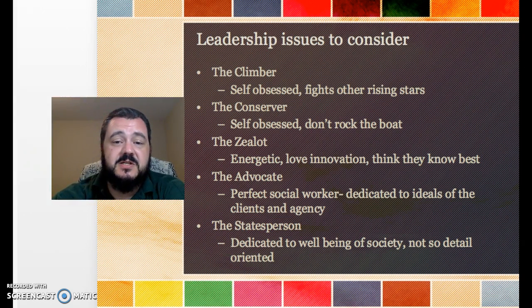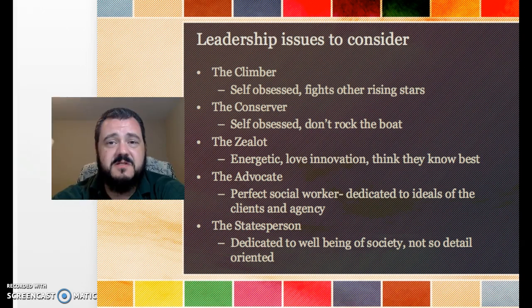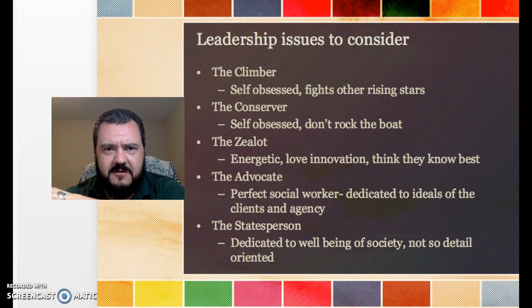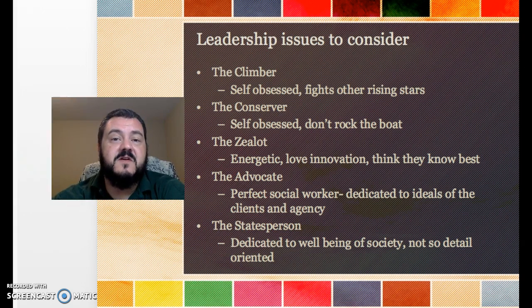Okay, the next is the conserver. This is another person who's a little bit self-obsessed, but they don't like rocking the boat. It's very easy to take on this kind of leadership style. It's the kind of person that gets in charge of a system and then tries to make it as manageable as possible, and they're afraid of change because those changes make their lives more difficult. They don't want to rock the boat because the boat's finally floating. I just want to keep it floating. And that's kind of their deal.